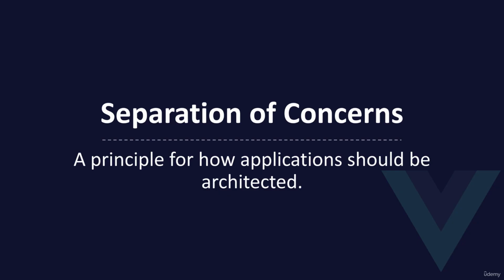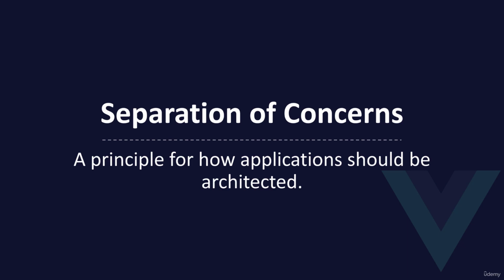In this lecture, we're going to refactor our project. Before we do, we need to discuss a concept called separation of concerns. It's a design pattern for deciding how we should architect an application. Let's say we need to switch UI frameworks. At the moment, we're using Bootstrap. What if we wanted to switch to Tailwind?